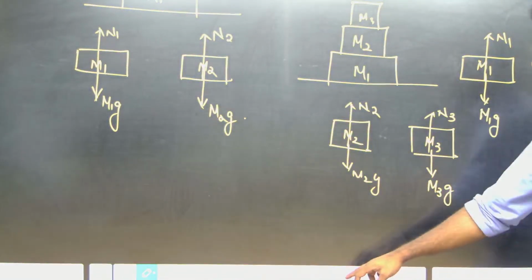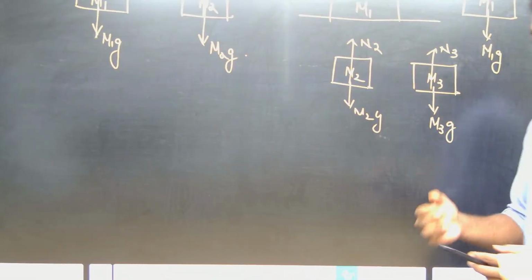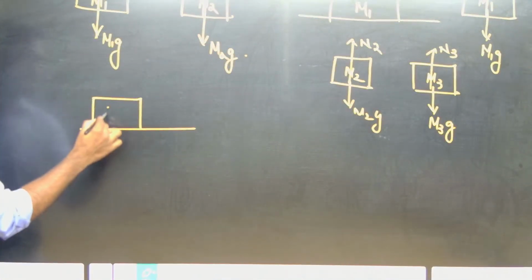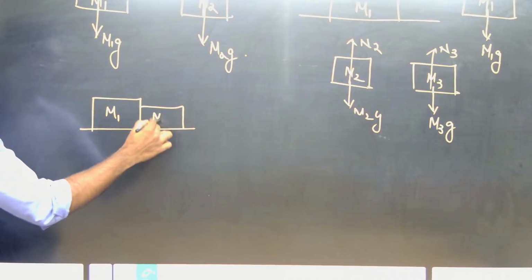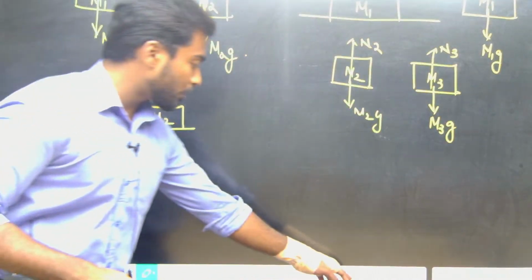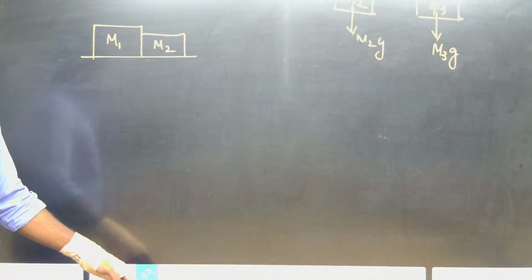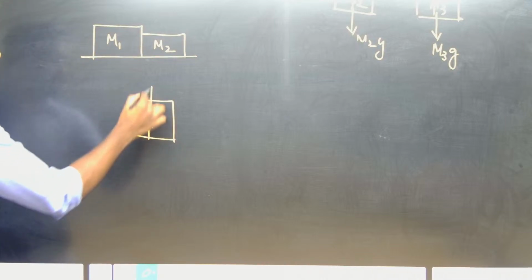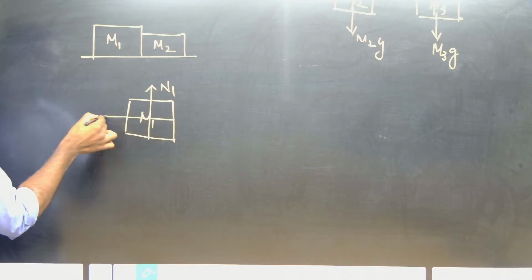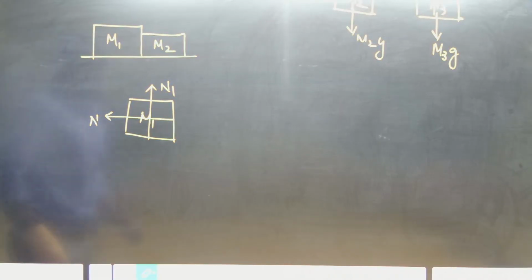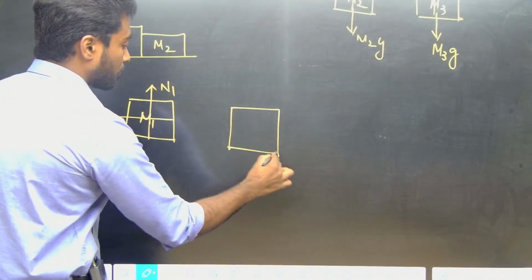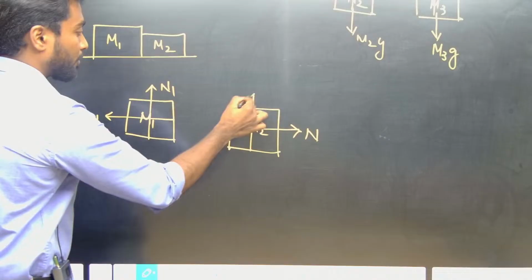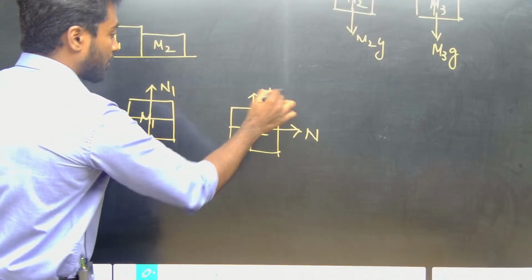Now if I talk about blocks which are adjacent, side by side, so this is my block m1, this is my block m2. As we have drawn the normal forces in the previous case, we will draw the same thing here. This is my m1, a normal force will be there n1 and one more normal due to the m2 block. Similarly, for m2, a normal force based on the m1 block and a normal force based on the ground, that is n2.